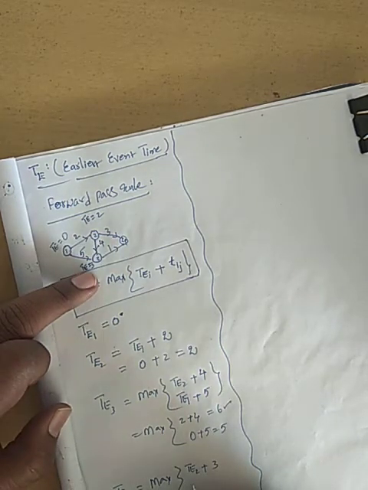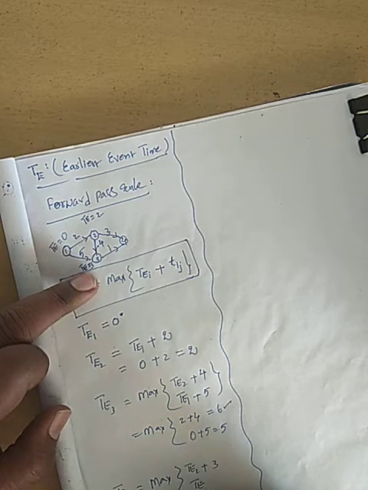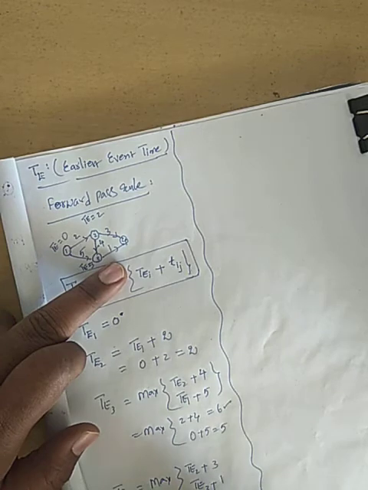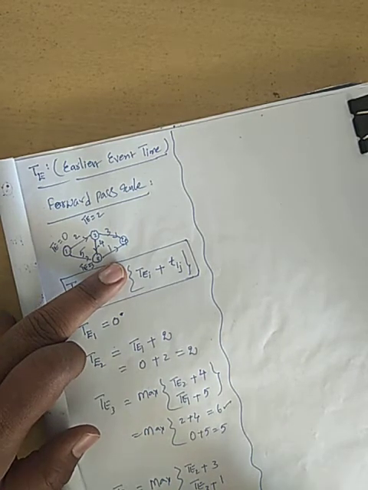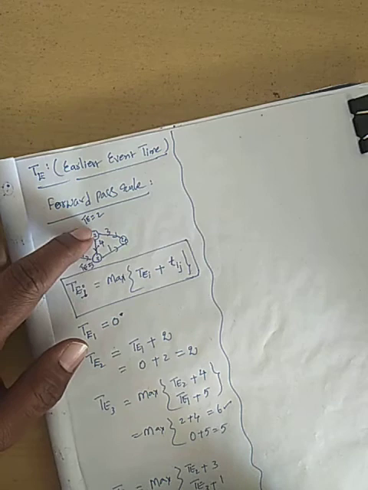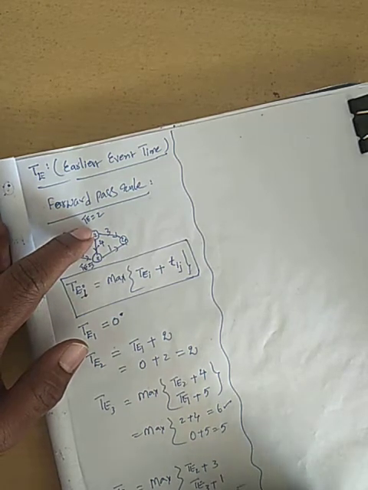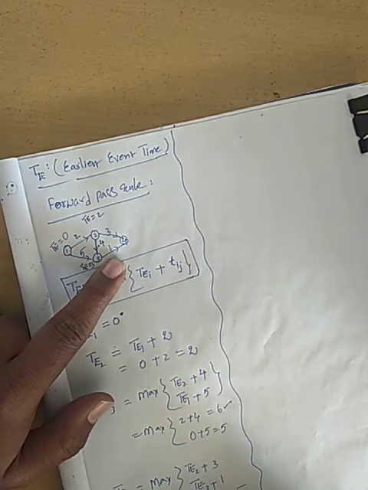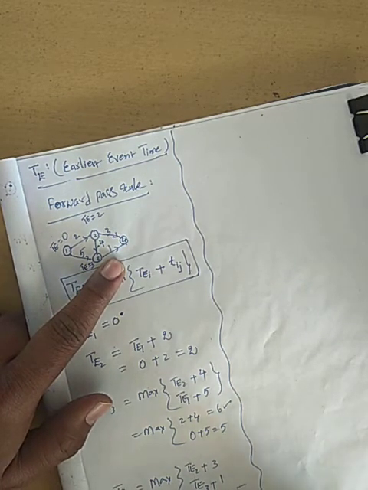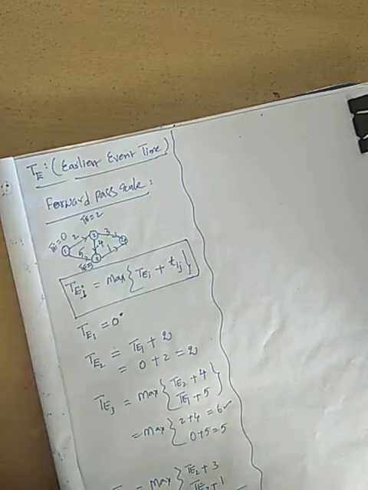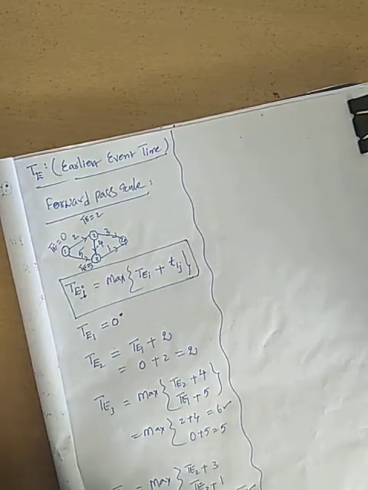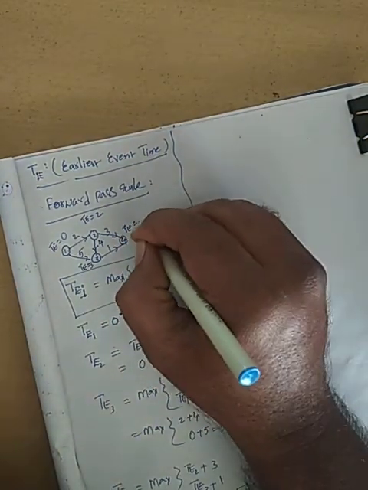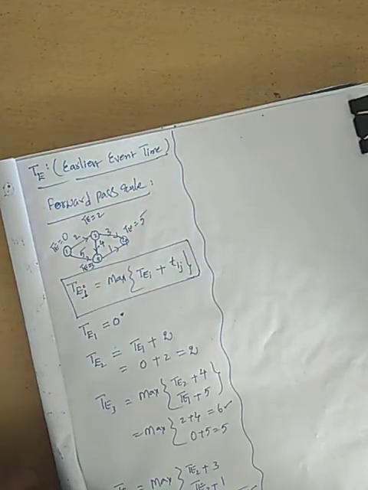Now here what is the formula? TE3 plus what is that one? 1. So what do you get now? Max of TE2, which means 2. 2 plus 3, how much will you get here? 5. Now here this is 3. 3 plus 1, how much will you get here? 4. So what is the maximum? 5 is the maximum. Hence TE4 is what? Simply I put here, that is equal to 5.